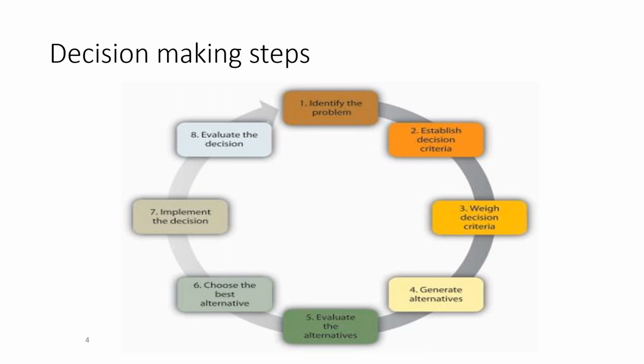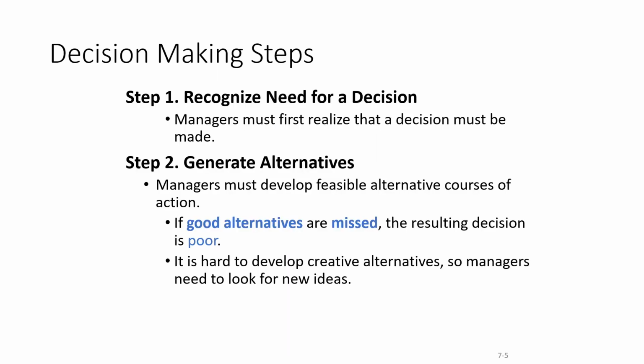So these are the 8 points. First, identify the problem. To solve that problem, you have to make some decisions based on some conditions and criteria. Give weightage to that criteria, and generate alternatives. From the alternatives, through evaluation, choose the best one, implement that one, then evaluate the performance. If the decision you have taken is effective, then go ahead with the project and get success. This is the decision making steps.